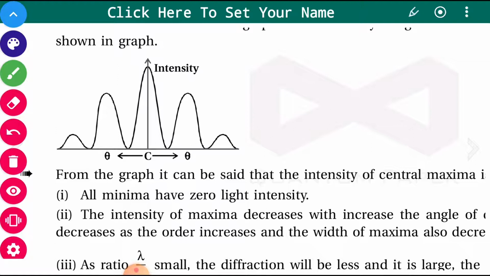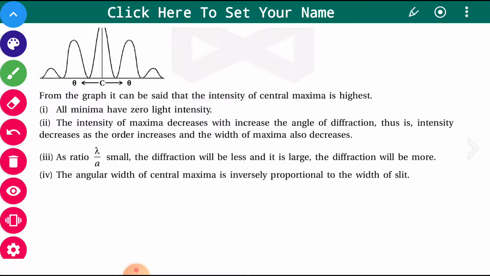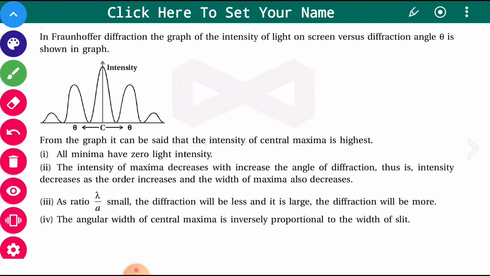So here, wherever there is zero light intensity, there is minima. These are the points of minima. This is your central maximum, where you have the maximum intensity of light. The intensity of maxima decreases with increase in the angle of diffraction. So you can see, as you are going away from the central line, the intensity gradually reduces.